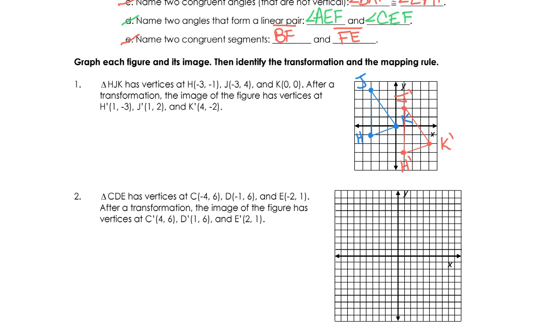Now we have to figure out what transformation those two triangles represent. Hopefully you can see that this is not a flip and not a turn. The blue triangle slid and ended up on top of that red triangle. And so this is a translation.